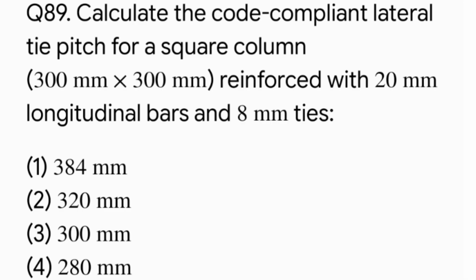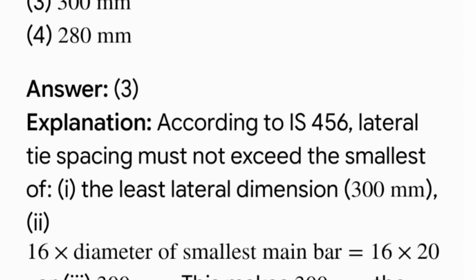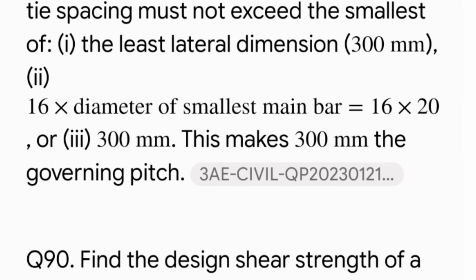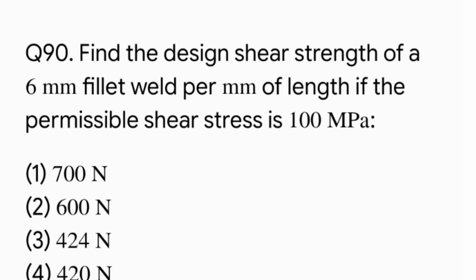Calculate the code compliant lateral tie pitch for a square column of dimensions 300 by 300 mm reinforced with 20 mm longitudinal bars and 8 mm ties. Correct answer option 3, 300. Next question. Find the design shear strength of a 6 mm fillet weld per mm of length if the permissible shear stress is 100 MPa. Next question.